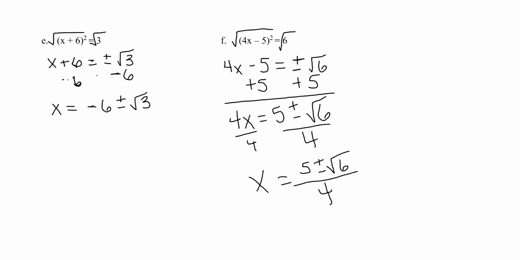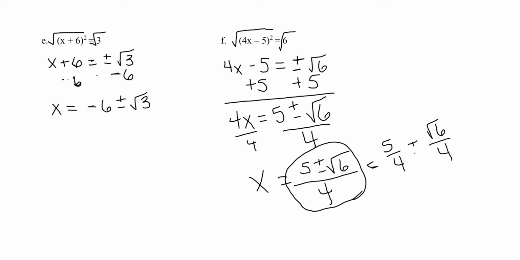Now, if I could simplify, like 5 over 4, I would write it as two fractions and do that. I could write it as 5 over 4 plus or minus the square root of 6 over 4. But I can't do any simplifying, so leaving it as one fraction is okay. But if you could simplify, that's when you want to break it into two and do that.